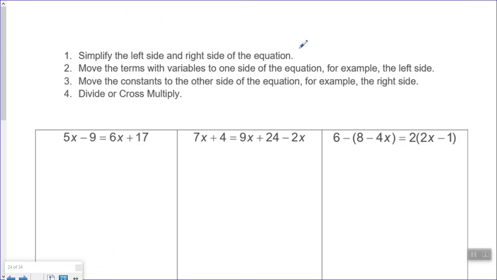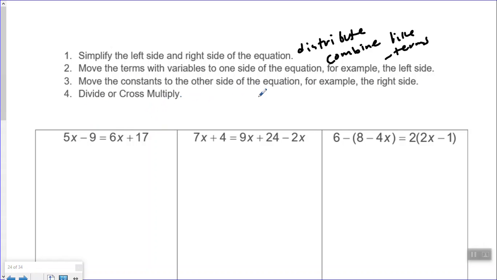That means if you need to, you have to distribute and combine like terms. And then you have to move the terms with the variables to one side of the equation, for example, the left side. Move the constant to the other side of the equation, for example, the right side. And divide or cross multiply. So let's look at the first example.